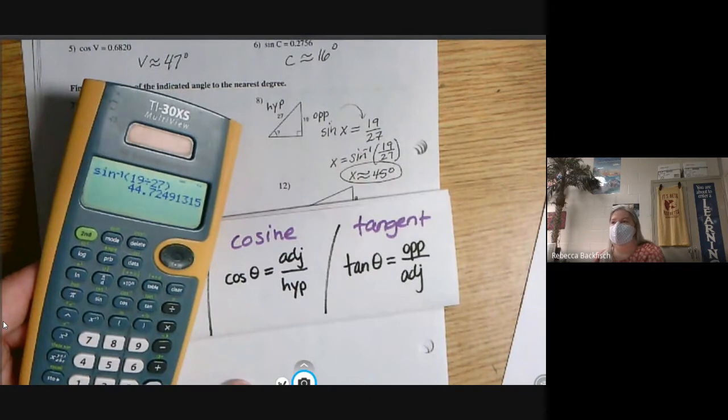Questions on that one? Remember, you only use the inverse with the negative 1. You only use that if you're finding a missing angle.